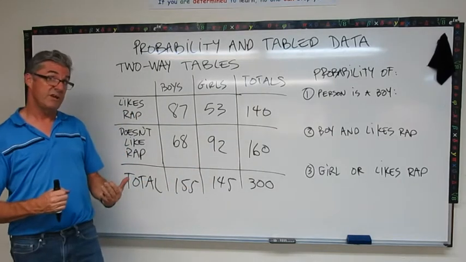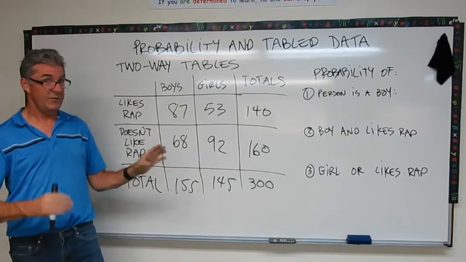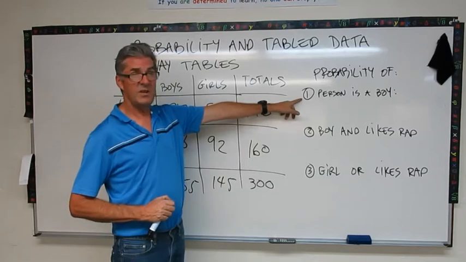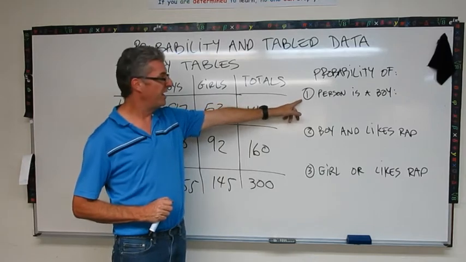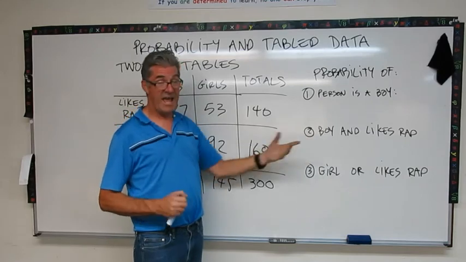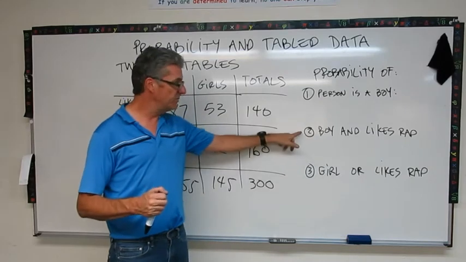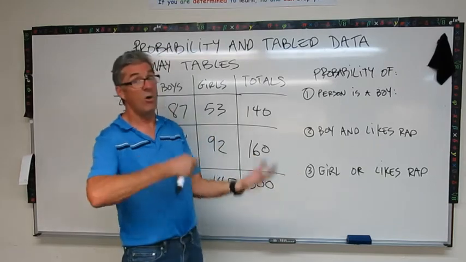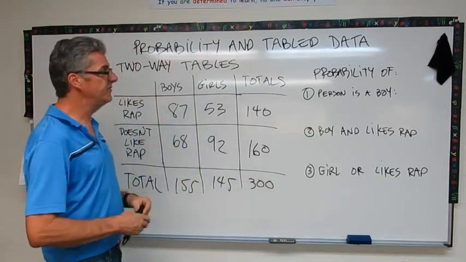Okay, here are 3 questions that we can answer with this table. And there's a whole bunch more, but I'm going to focus on 3. What's the probability that the person we ask is a boy out of this data? Secondly, what's the probability that they're a boy and they like rap? So it's getting a little more complicated. Finally, the third question is, what is the probability that it's a girl or they like rap? Okay, so let's do the first one.